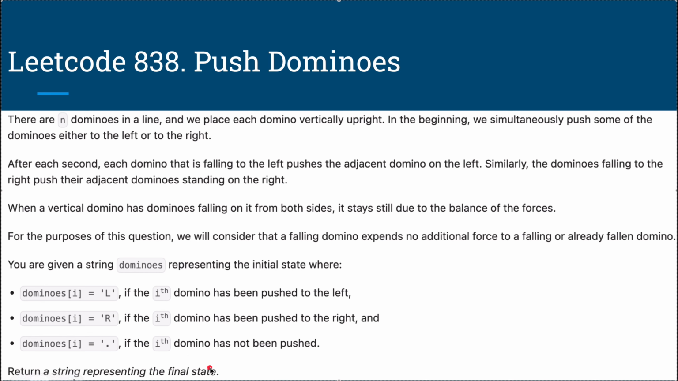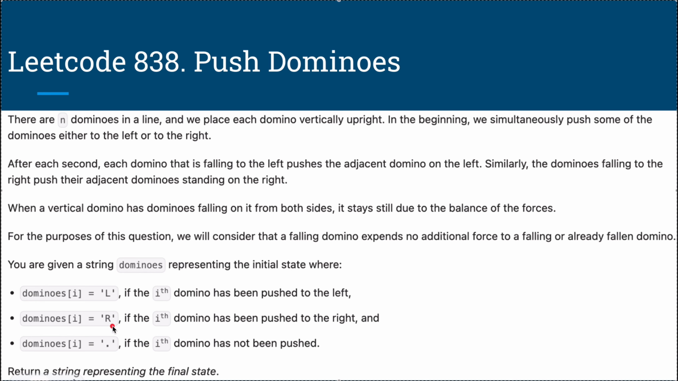Gotcha? So let's understand. An R domino pushes to the right, an L domino pushes to the left, and if both meet at a domino at the same time, it stays as a dot. We can say that, right? If there is R or L, something happens; some domino is pushed to the left or right. But if both forces, left and right, meet at a domino at the same time, it stays as a dot, right?